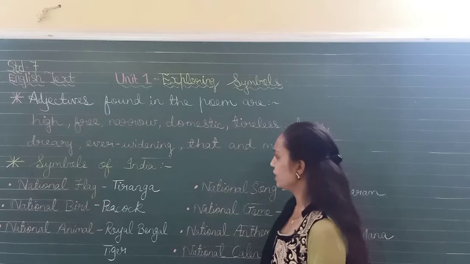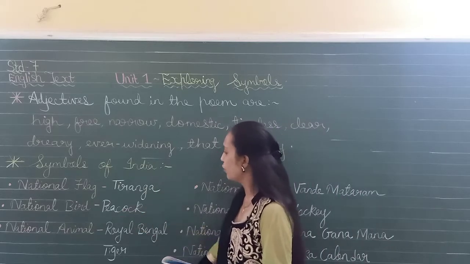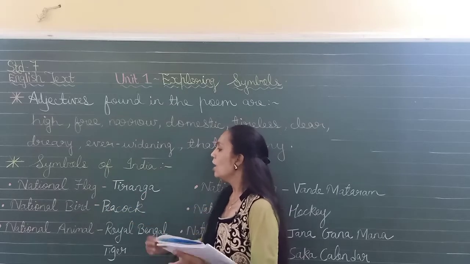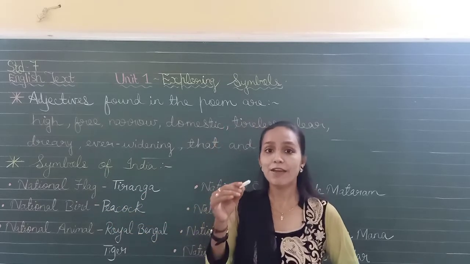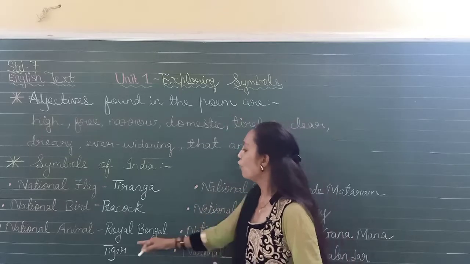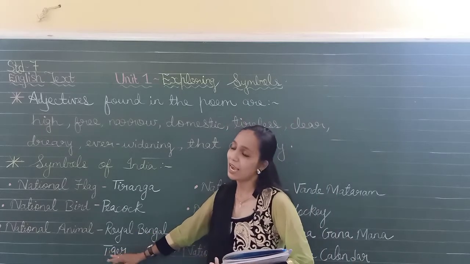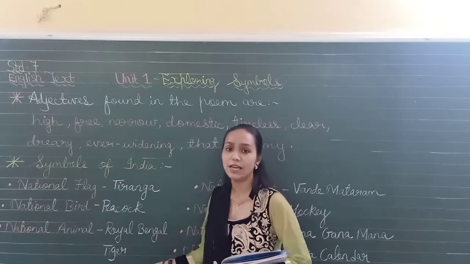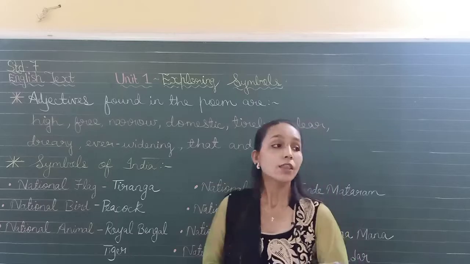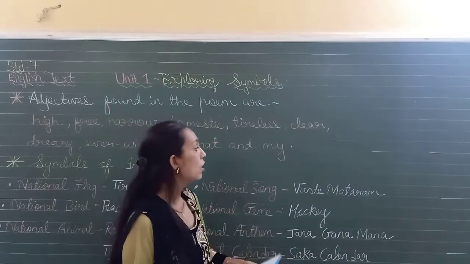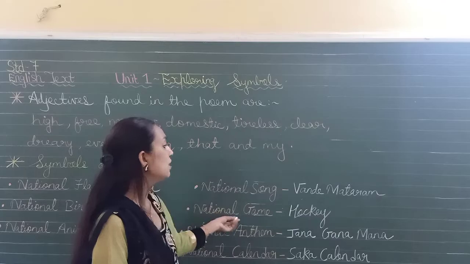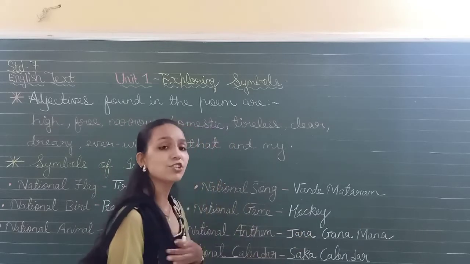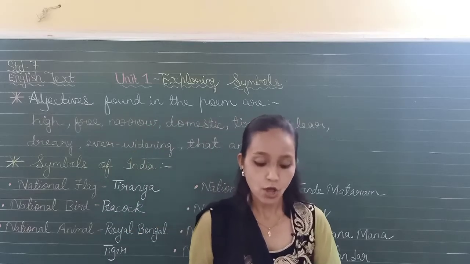Next we have the different symbols of India. There are many symbols of India. You can see I have written a few of them on the board. National flag, Tiranga, national bird, peacock, national animal. To be very specific, you have to say Royal Bengal tiger. Okay, the tiger is correct, not an issue, but if you write Royal Bengal tiger, it's more appropriate. Then you have national song, Vande Mataram, national game, hockey, national anthem, Jana Gana Mana, national calendar, Saka calendar.